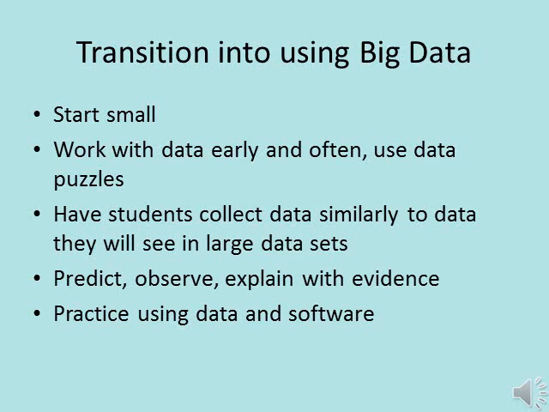This can be something like having students go out and collect their own data, such as collecting pH data in local ponds and streams and seeing how the pH or oxygen levels might change throughout the season or throughout different parts of a watershed. As we give students larger and larger data sets, we should ask them to predict what the data set will show us, to then observe if their predictions are correct, and explain, and this is really big, with evidence, what they see through the data.